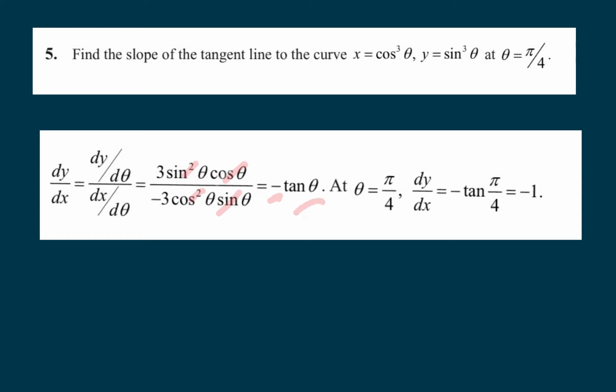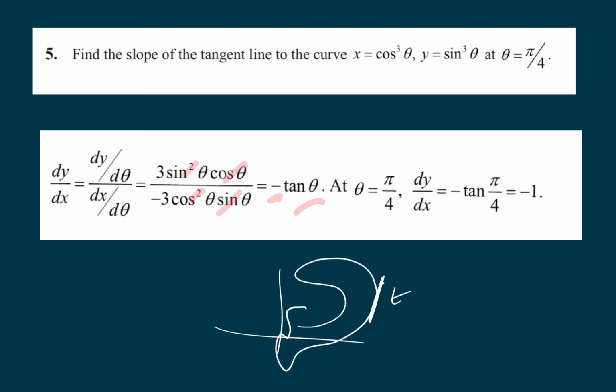So the derivative of y with respect to x, we don't know who is y of x. Probably we cannot find what is y of x because it's not even a function. Maybe it does something like this, maybe it does something like this, whatever. So we don't know what is y of x, but we know that the slope at any time t, or any parameter theta, is given by tangent of theta.